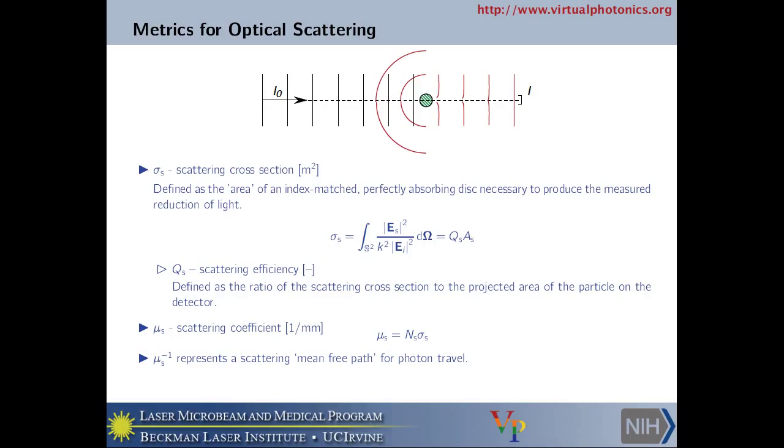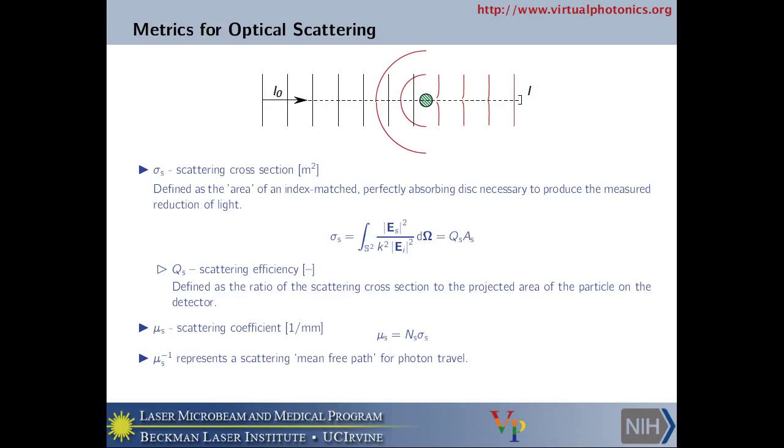There's a parameter called the scattering cross-section, which is defined as the area of an index-matched, perfectly absorbing disk necessary to produce the measured reduction of light. So in reality, this particle has a different refractive index than the surrounding medium. Otherwise, it wouldn't scatter the light at all. It would just go right through. But what we're trying to find out is, if I replace this with a microscopic hockey puck that is black, that will absorb every single piece of light, how large does that hockey puck need to be in order to get the measured reduction of light that you see when you put the particle there?